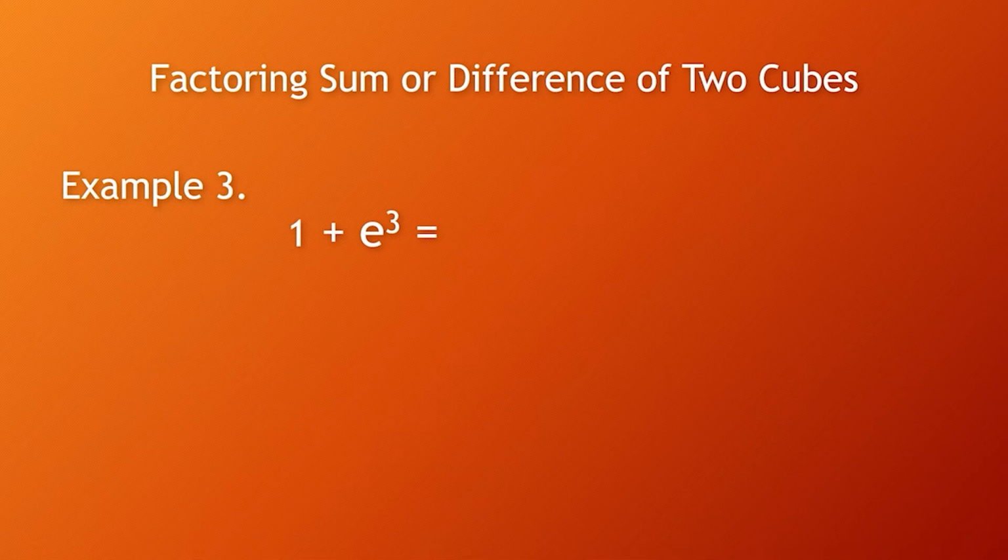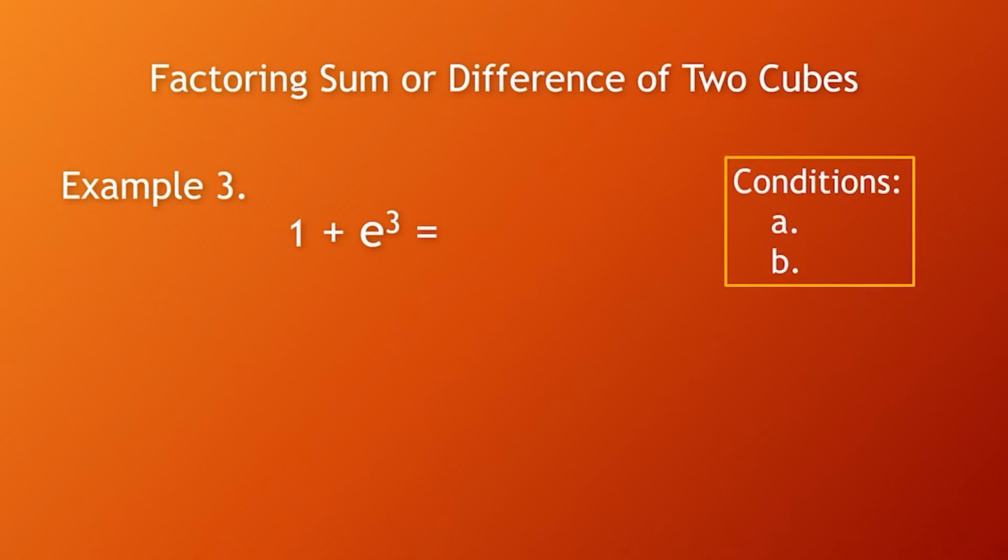For the third example, we have 1 plus e cubed. So let's check the following conditions. First condition, it is a binomial. Check. Next, 1 is a perfect cube. Yes, because if we multiply 1 times 1 times 1, the answer is 1. And e has an exponent of 3. So therefore, it is a sum of two cubes.